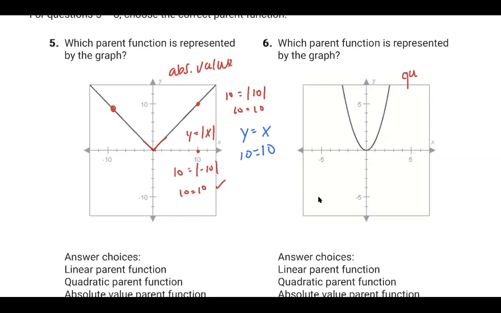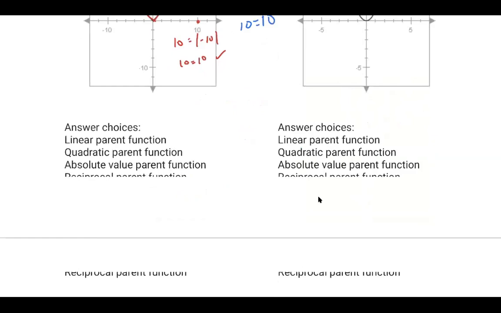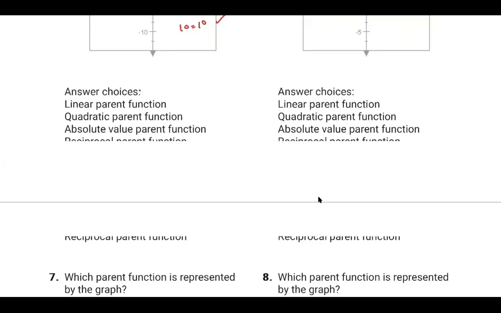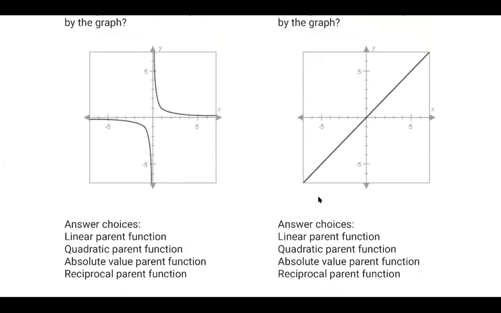Now this one is our quadratic, so our y equals x squared. Oh, and it even gave us answer choices. Sorry, I didn't notice that. So the first one there is absolute value. The second one is our quadratic. The third one here is the reciprocal parent function, and the fourth one there is our linear line. So our reciprocal is y equals 1 over x, and our linear is y equals x.